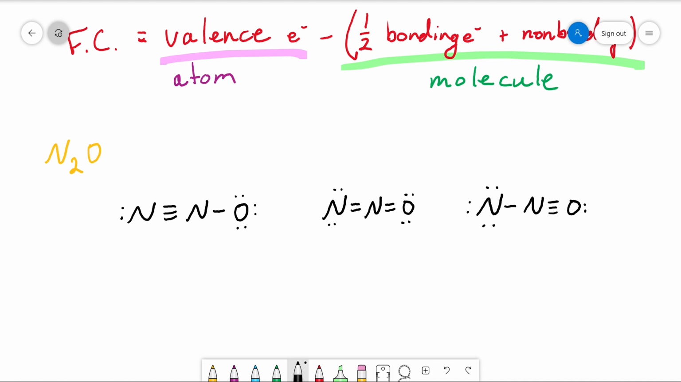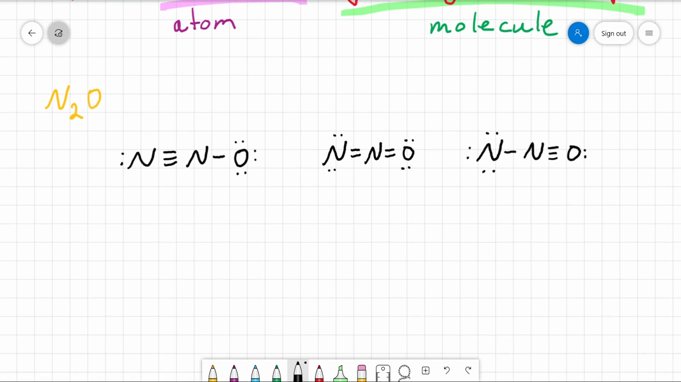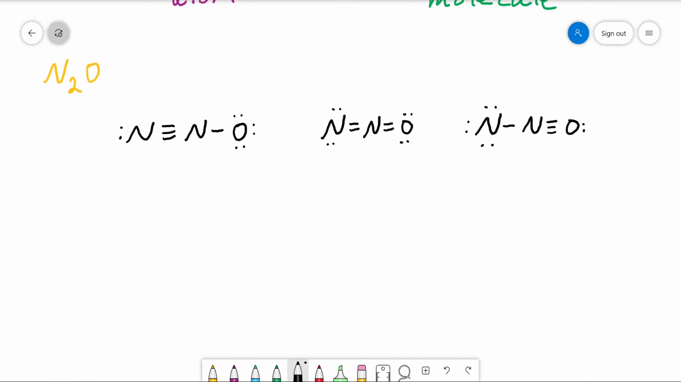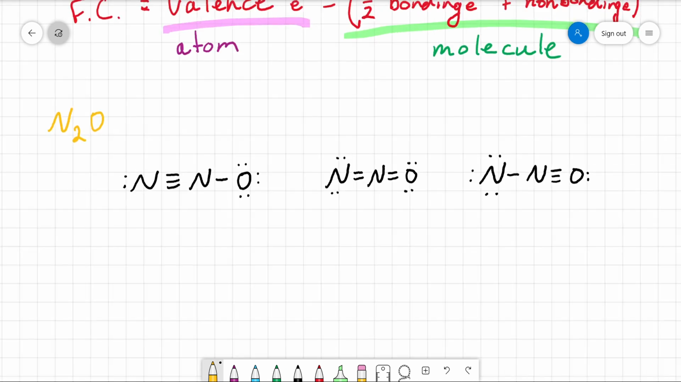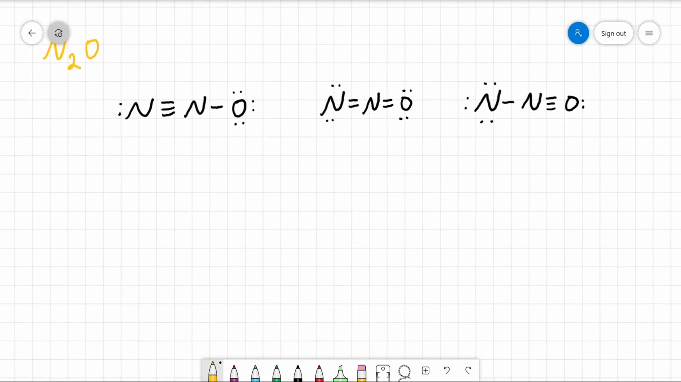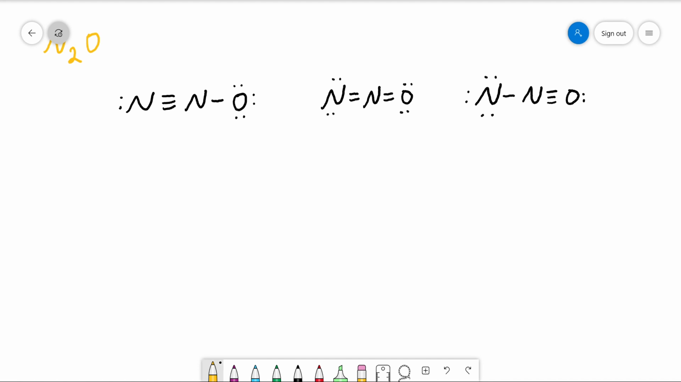Now we look at that and we say, shoot, how do we decide which one is better? Okay. So let's first calculate the formal charges, and then we will go ahead and decide which one is better. Okay, so here's the way I like to do it. You can use that equation that I wrote up there. That's fine with me. Lots of different ways to do these things.